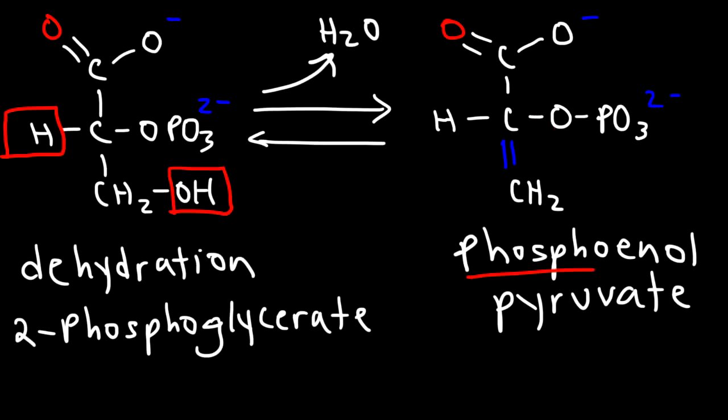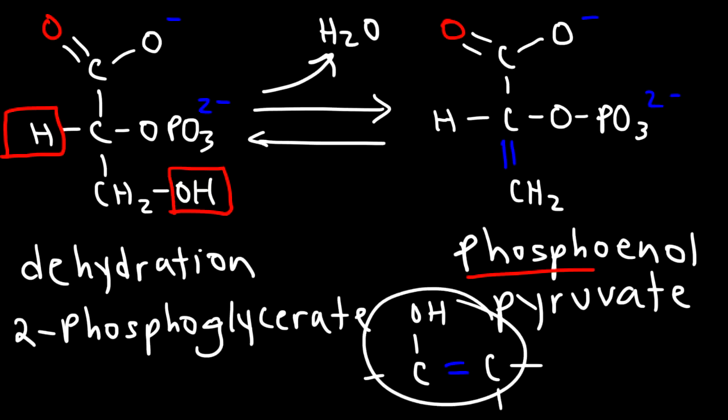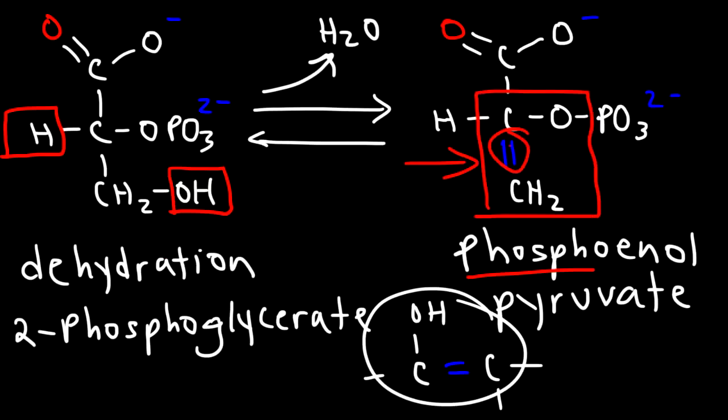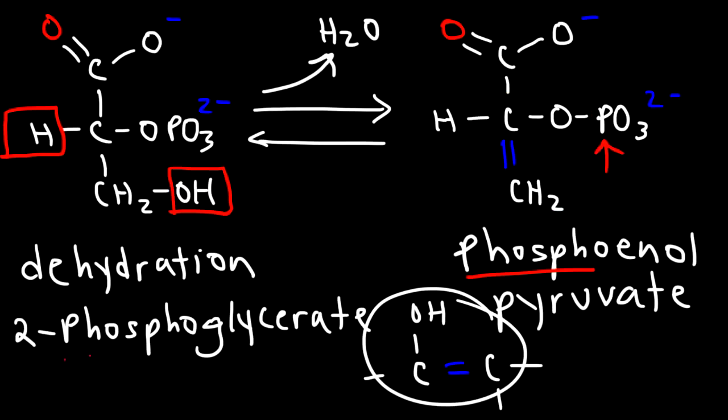But what about the word enol? An enol is basically an alcohol attached to an alkene. Think of ene from alkene and ol from alcohol. So this here is an enol. And you could kind of see that here. I mean, we do have the alkene from the C double bond C, and you do have a C-O bond. So thus you have a phosphoenol group because of the phosphorus here.